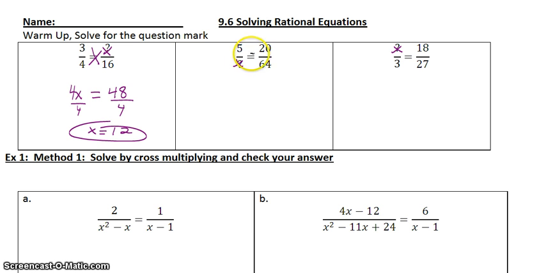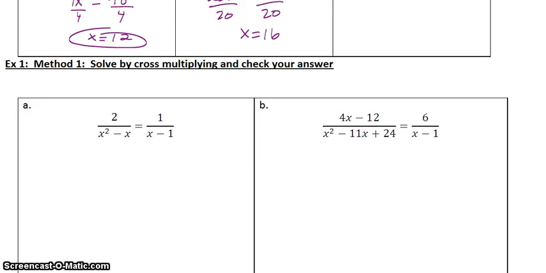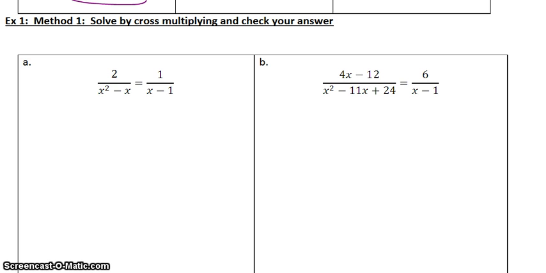Let's do one more, and then we'll move on to the next thing. So multiply across diagonally, 5 times 64 is 320, and then solve for x. We are going to cross multiply today to solve our rational equations, but it's going to be a lot more complicated. Let's look at part A for example 1.